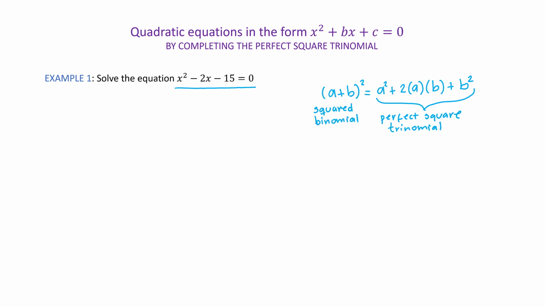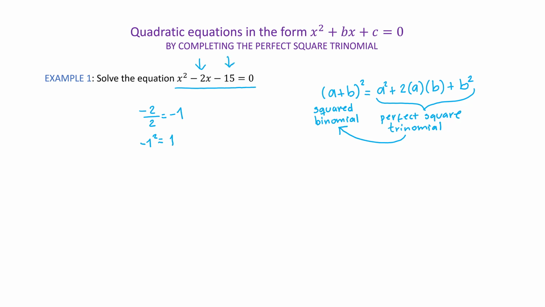What we want to do to solve this quadratic equation is to make sure that it is a perfect square trinomial, so we can then factor it and make it a squared binomial. To check if our trinomial is perfect, we have to take half of the second term. In this case, our second term is minus 2x. Half of minus 2 gives us minus 1. Then we take that result and square it. We get 1. And that is the number that we need in our third term.